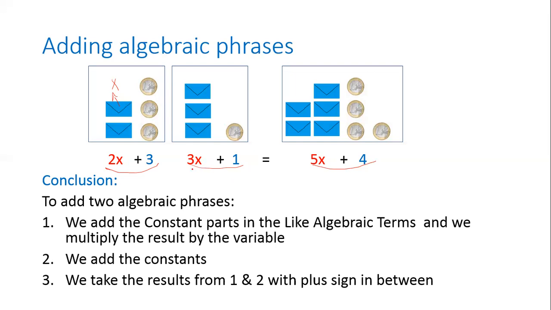So in order to sum or to add the changing terms that are like terms, we sum the coefficients and we multiply the result by x. So here 2 plus 3 equals 5, and we multiply this by x. Regarding the fixed terms, we also directly sum them. So here we have 3, which is 3 coins, and here we have 1, which is 1 coin. So we add them to give us 4 coins.